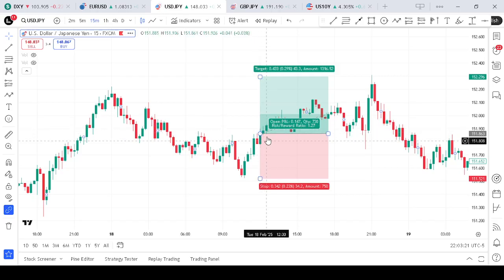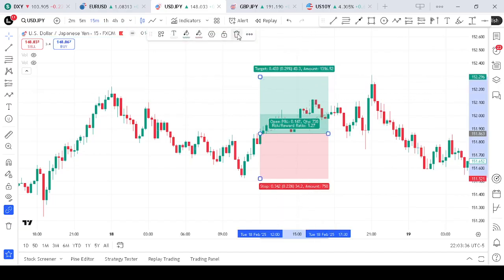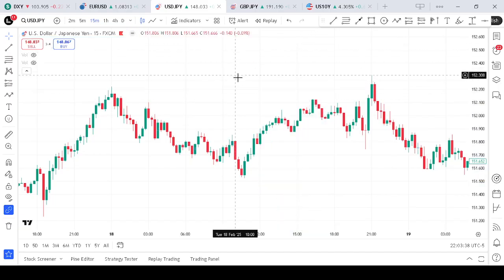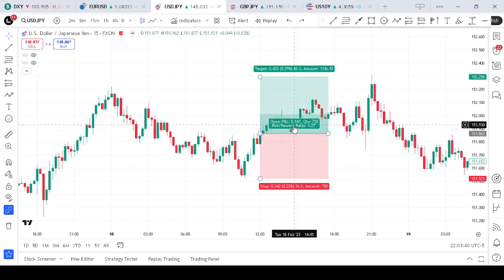Now let's look at the common mistakes we need to avoid when trading the fish hook pattern. It is important to be aware of the common mistakes that could lead to losses. So here are some mistakes we need to avoid. The first one is entering too early.